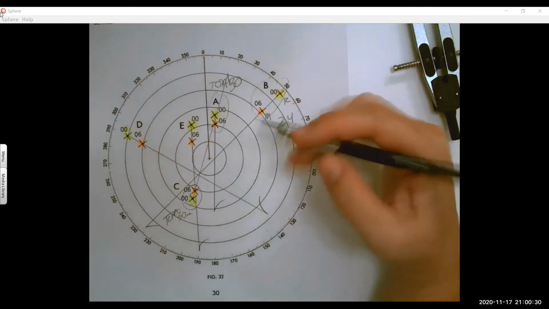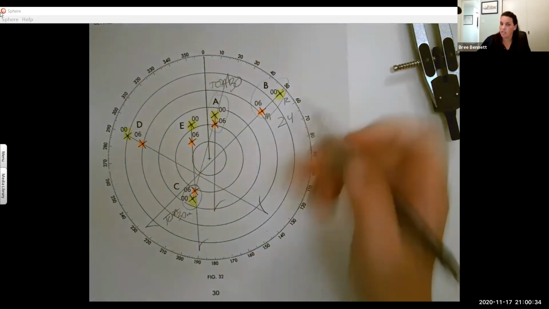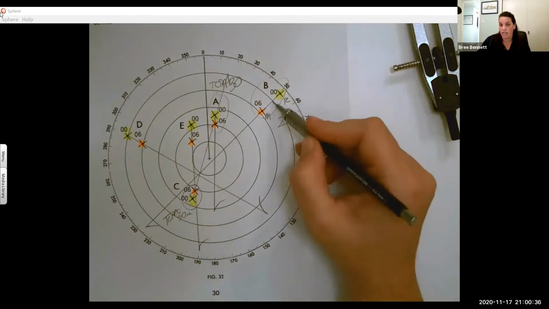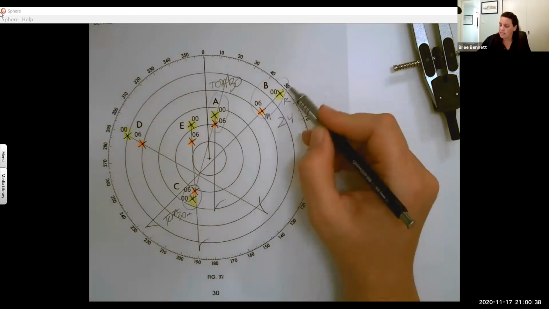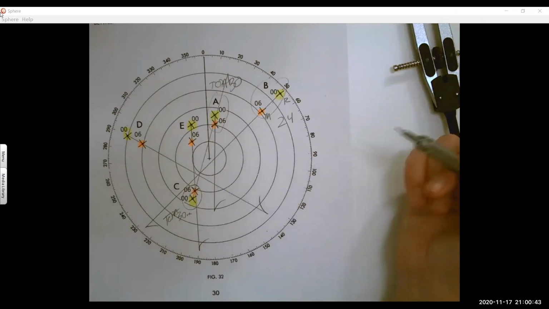A lot of times you want to say the closest target is the most dangerous, but that's not necessarily true, because B is the furthest away, but he is coming to you quicker than everybody else. Yeah, okay.